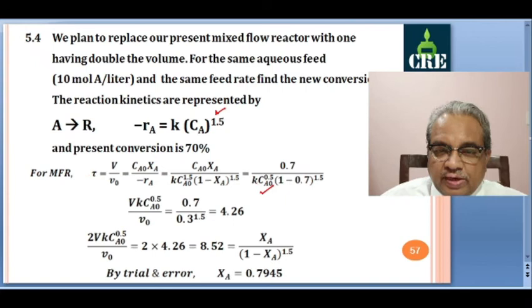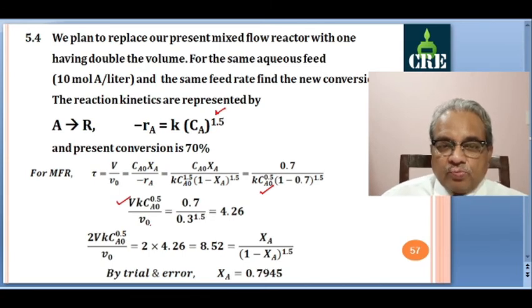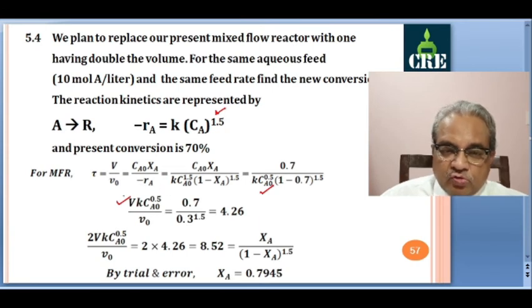Tau into K Ca0 raised to 0.5, and this V0. So V into K into Ca0 raised to 0.5 over V0, and this is there. We are using the definition for tau, V by V0, and then making these replacements. If you solve this right hand side, you get 4.26. So we know this constant, where the complete information we have regarding the kinetics.